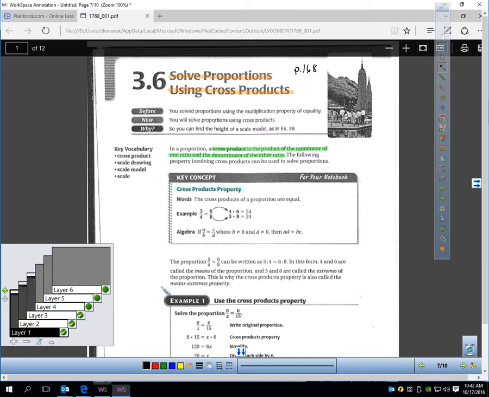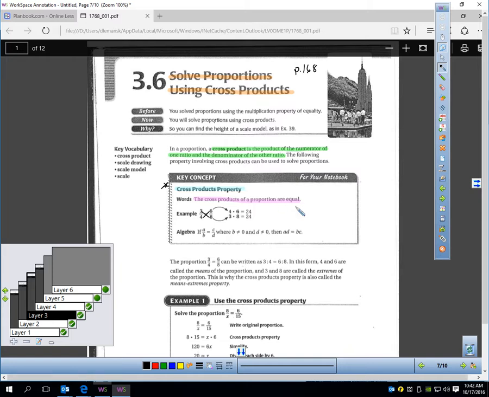Cross product means the following. I'm going to draw it up here on the screen. Cross product means you taking, for example, in this proportion, taking 3 times 8 and then taking 4 times 6. Those are cross products. That's what this wording is saying. Now that gets us to what's called the cross product property, which is what I highlighted here. The words for the cross product property are as follows. Cross products of a proportion are equal.